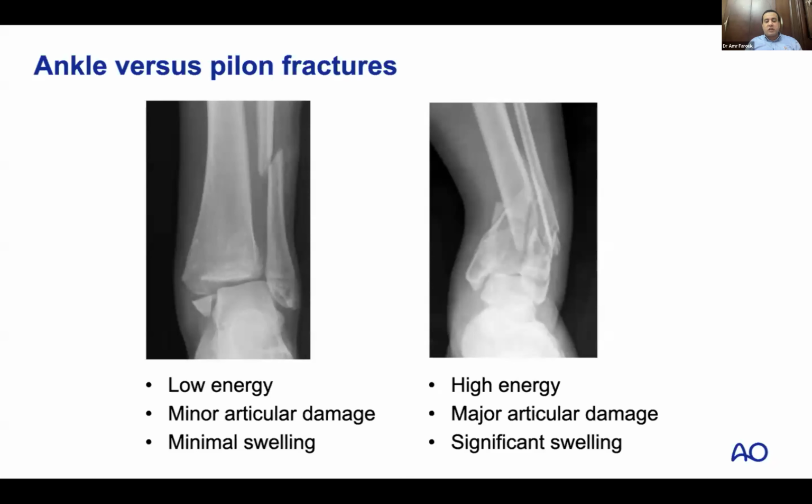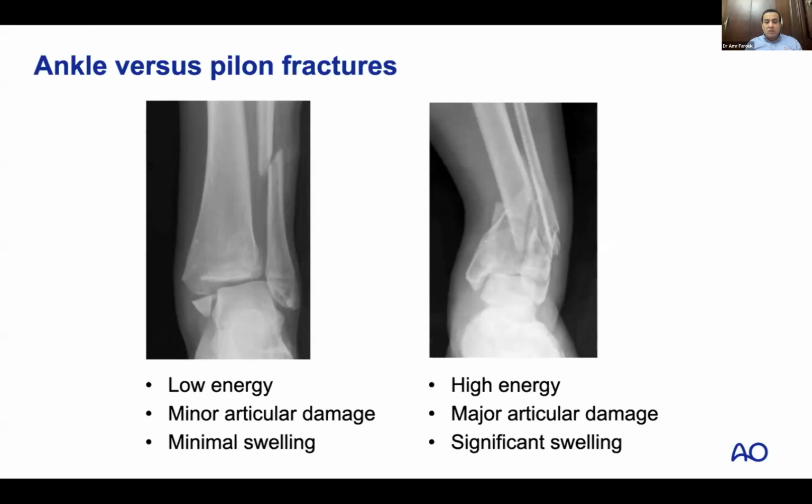Pilon fracture is usually resulting from a high energy trauma, like a motor car accident or falling from height, in which the talus moves directly into the tibial plafond, causing major articular damage in the distal tibial plafond. And this also affects the soft tissue. We are always in the Pilon fractures very aware about the soft tissue condition.